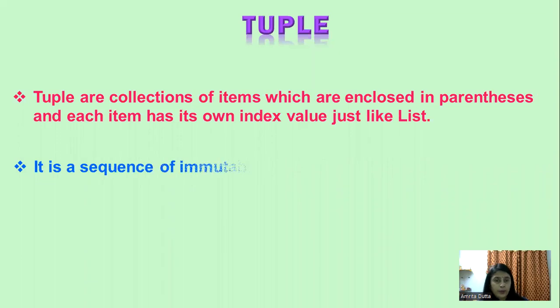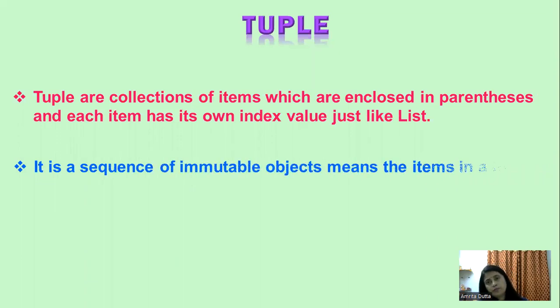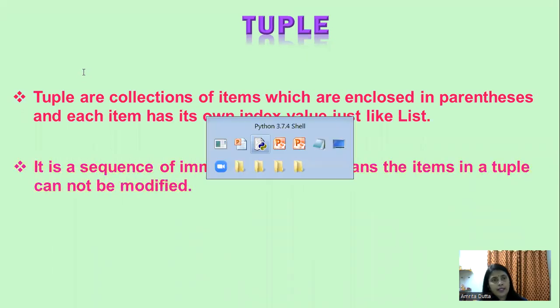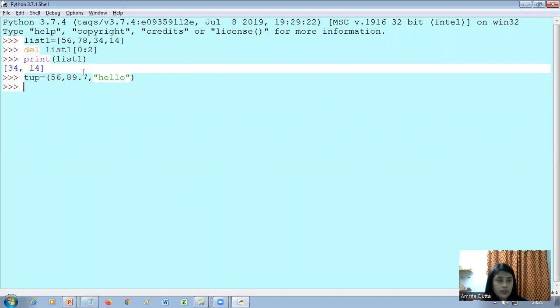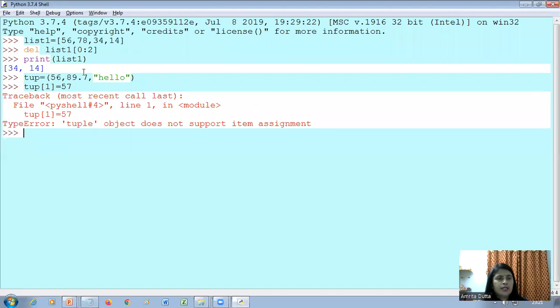Now, it is a sequence of immutable objects, meaning the items in a tuple cannot be modified. That means, see here, just like a list, if we would like to modify any item, say for example tup, and I give the index, say I would like to change the second element, so I give some value, say for example P7. But see, we are getting an error because the tuple object does not support item assignment. Why? Because a tuple is immutable. We cannot modify the values in a tuple.